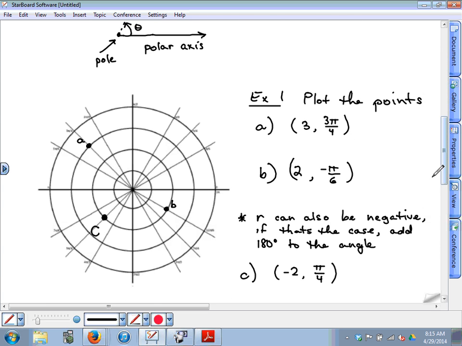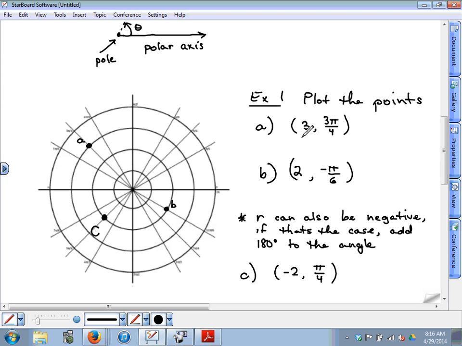Oh, by the way, you need to listen carefully to this. The way that you describe the location of a point on a polar coordinate system doesn't need to be unique. Can anybody think of a different way to describe the location of point A? We can just add 2 pi to the angle. Do you guys hear that?